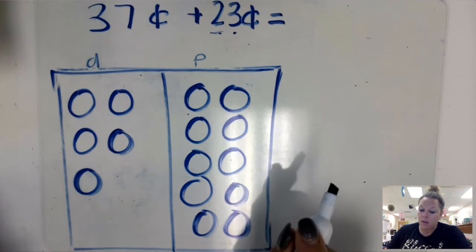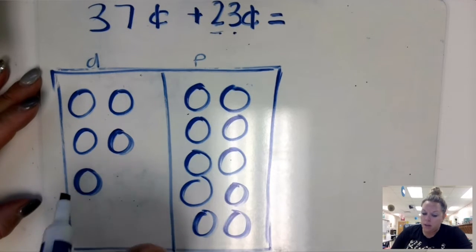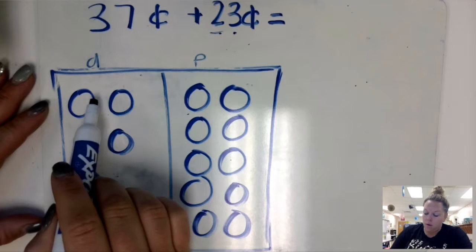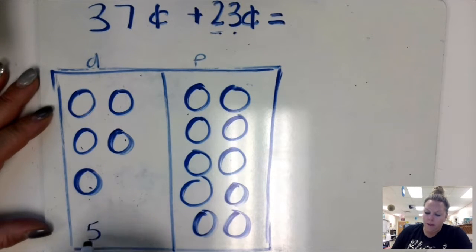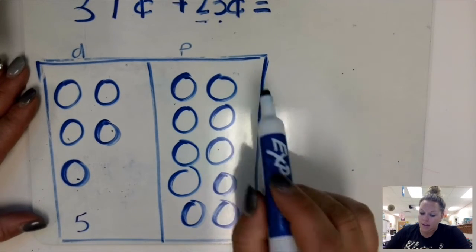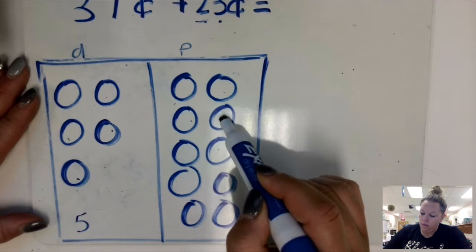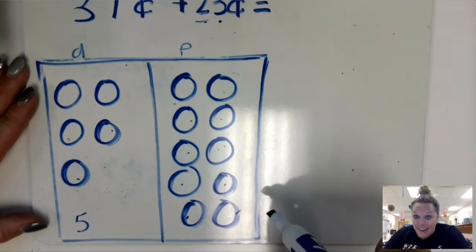Now, let's count the coins to find out how much money we have altogether. We're going to start with the dimes. 1, 2, 3, 4, 5. We know that we have 5 dimes. Now let's count the pennies. 1, 2, 3, 4, 5, 6, 7, 8, 9, 10.